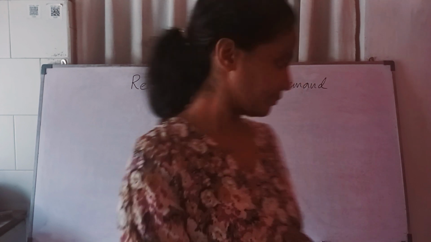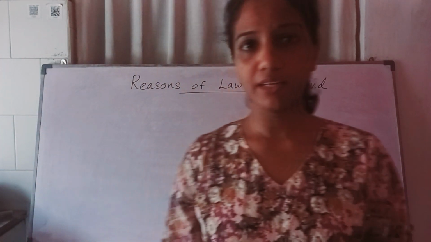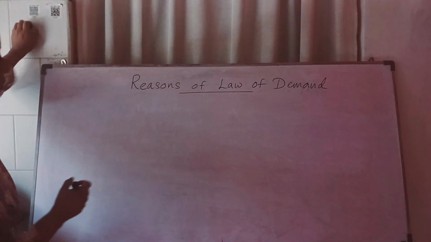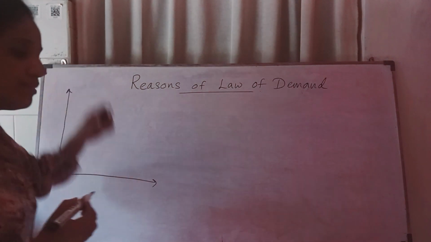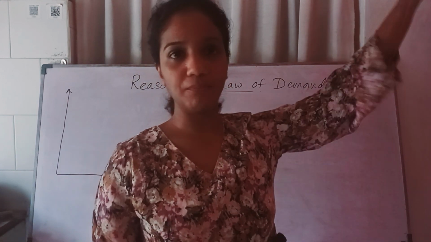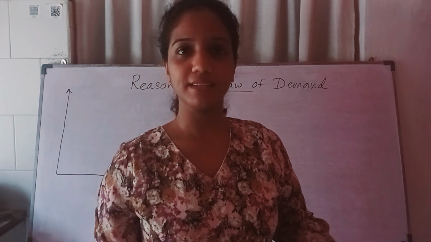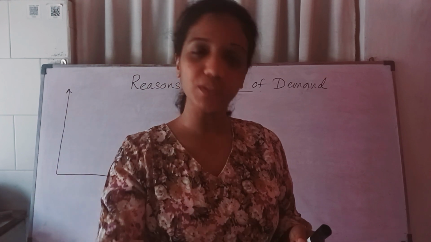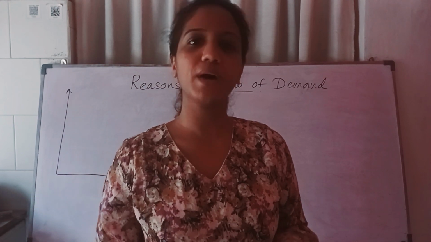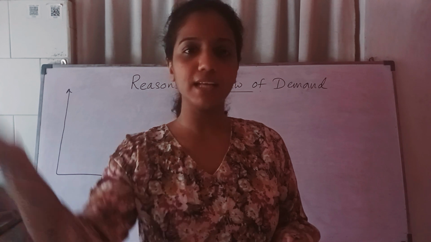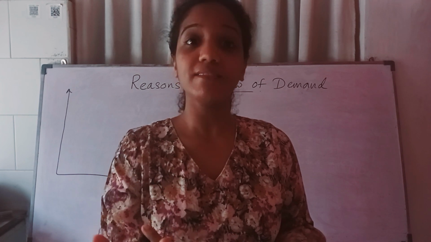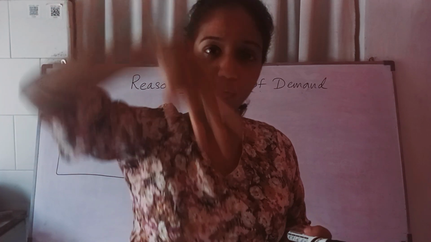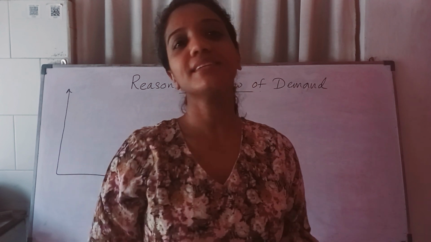Before that, children, due to the law of demand, we know what happens to our demand curve. Does the demand curve of a particular good slope upward or downward? Definitely, it slopes downward. The reason is that the law of demand means there's a negative relationship between the price and the quantity demanded. Because of that, our demand curve is downward sloping, right?